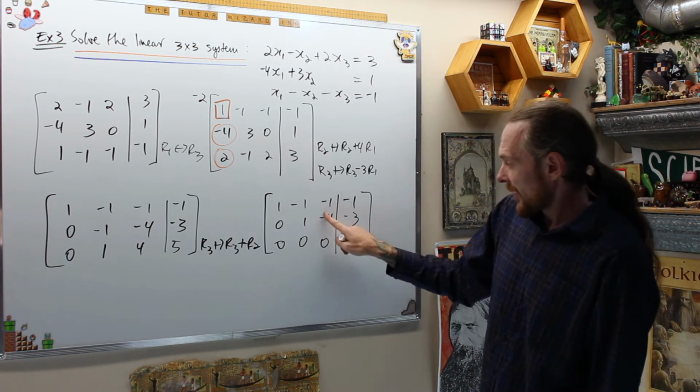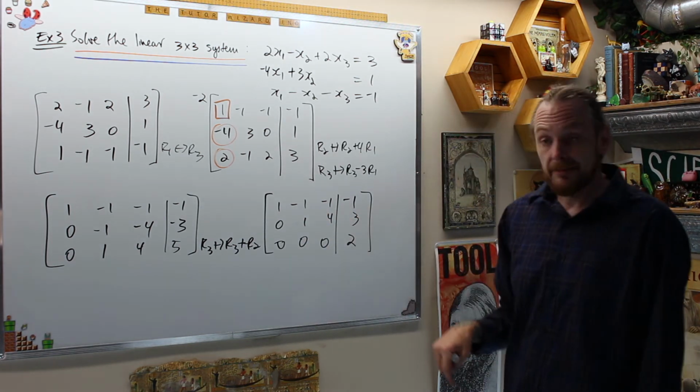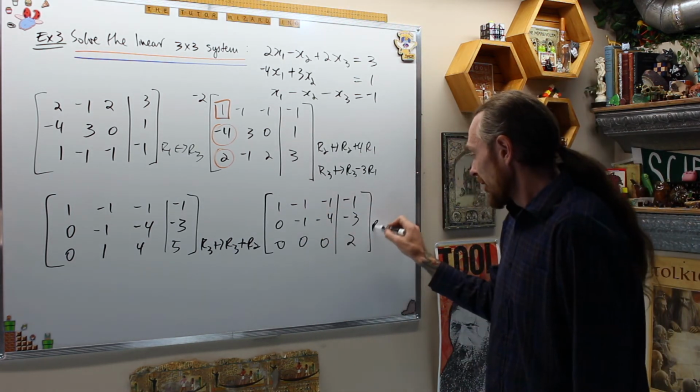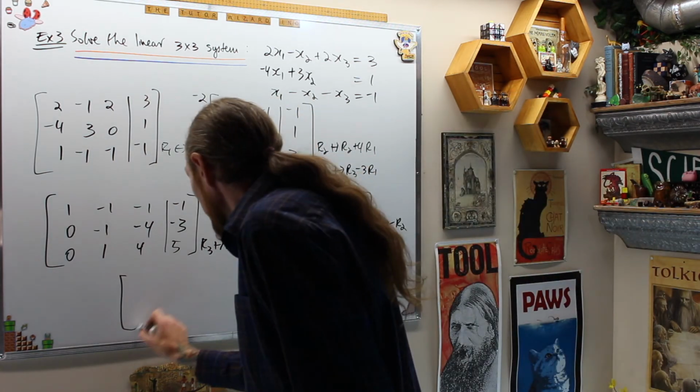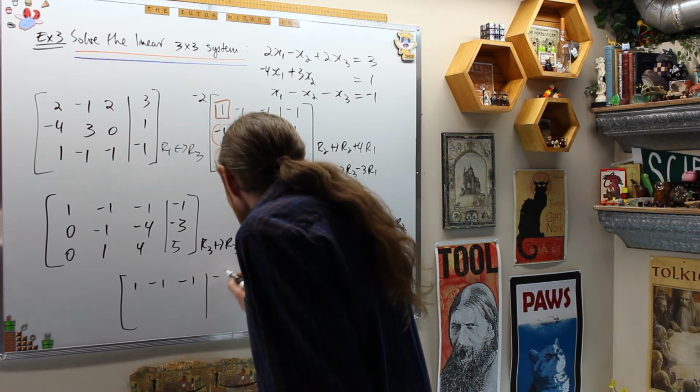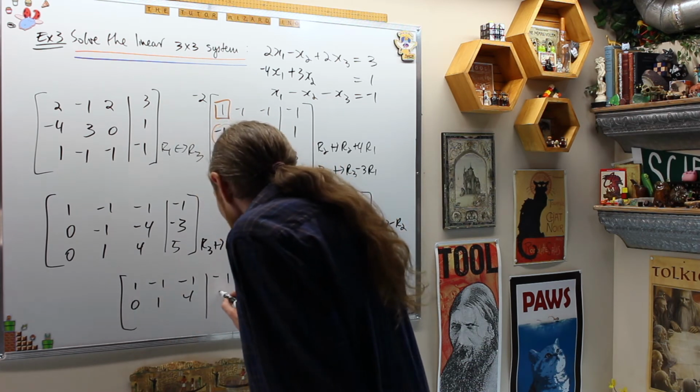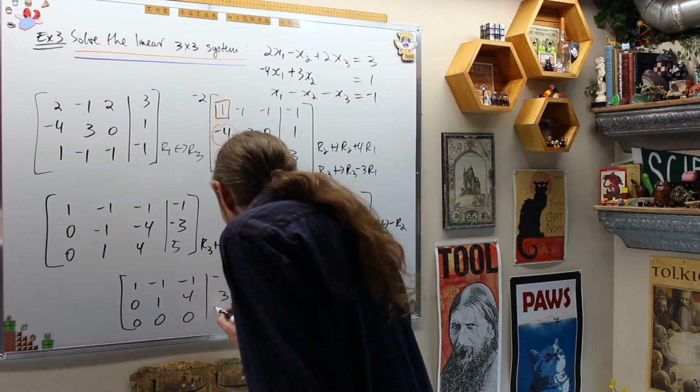Technically, I just want to multiply and get rid of that negative, so I cheated. Or let's not cheat. What have I done? Row 2 goes to negative row 2. And that's going to give me 1, negative 1, negative 1, negative 1, 0, 1, 4, 3, 0, 0, 0, 2.